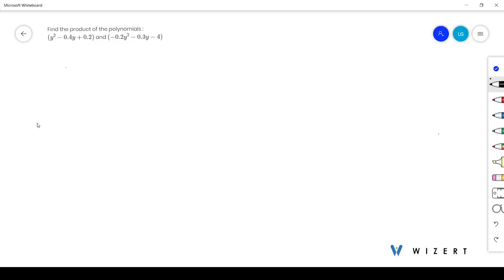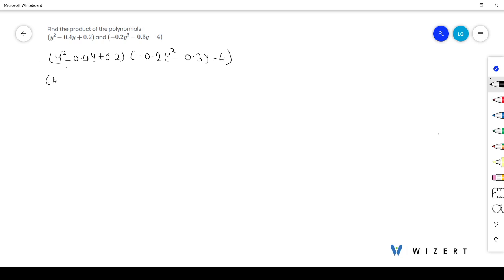Our question is find the product of the polynomials, and we have given the two polynomials y square minus 0.4y plus 0.2 and minus 0.2y square minus 0.3y minus 4. Now firstly multiply this 0.2 to that whole bracket one by one.